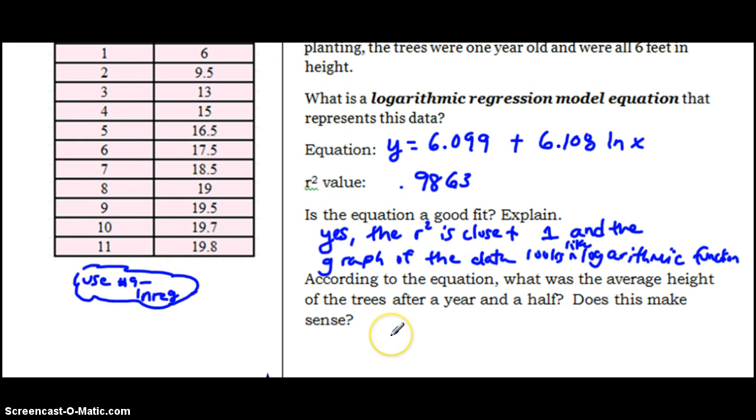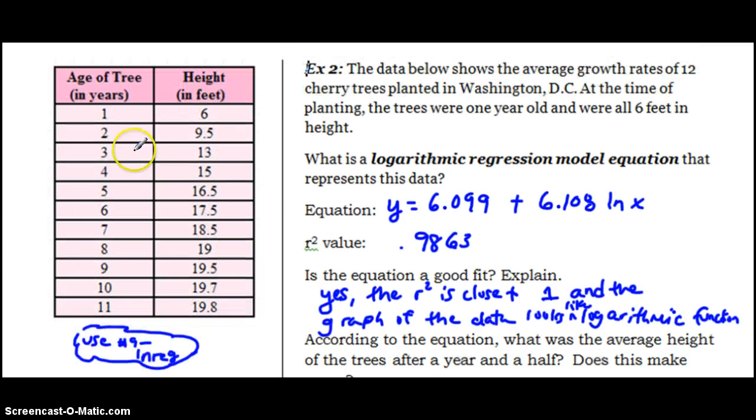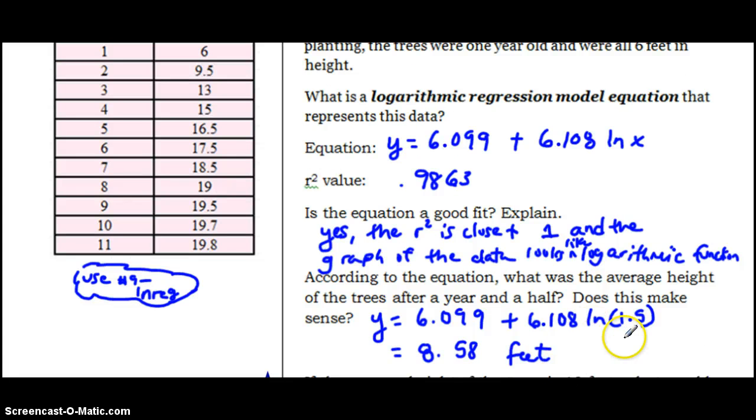All right, for this first question, it's asking what the average height of the trees is after a year and a half. And again, they're giving us the x value. We're going to plug in 1.5, a year and a half, to find the y value. So try that and bring it back. When you plugged in 1.5 for the natural log, you should get 8.58 feet. And that does make sense. That value is in between 1 and 2, and it makes sense that it would grow faster in the first 6 months.